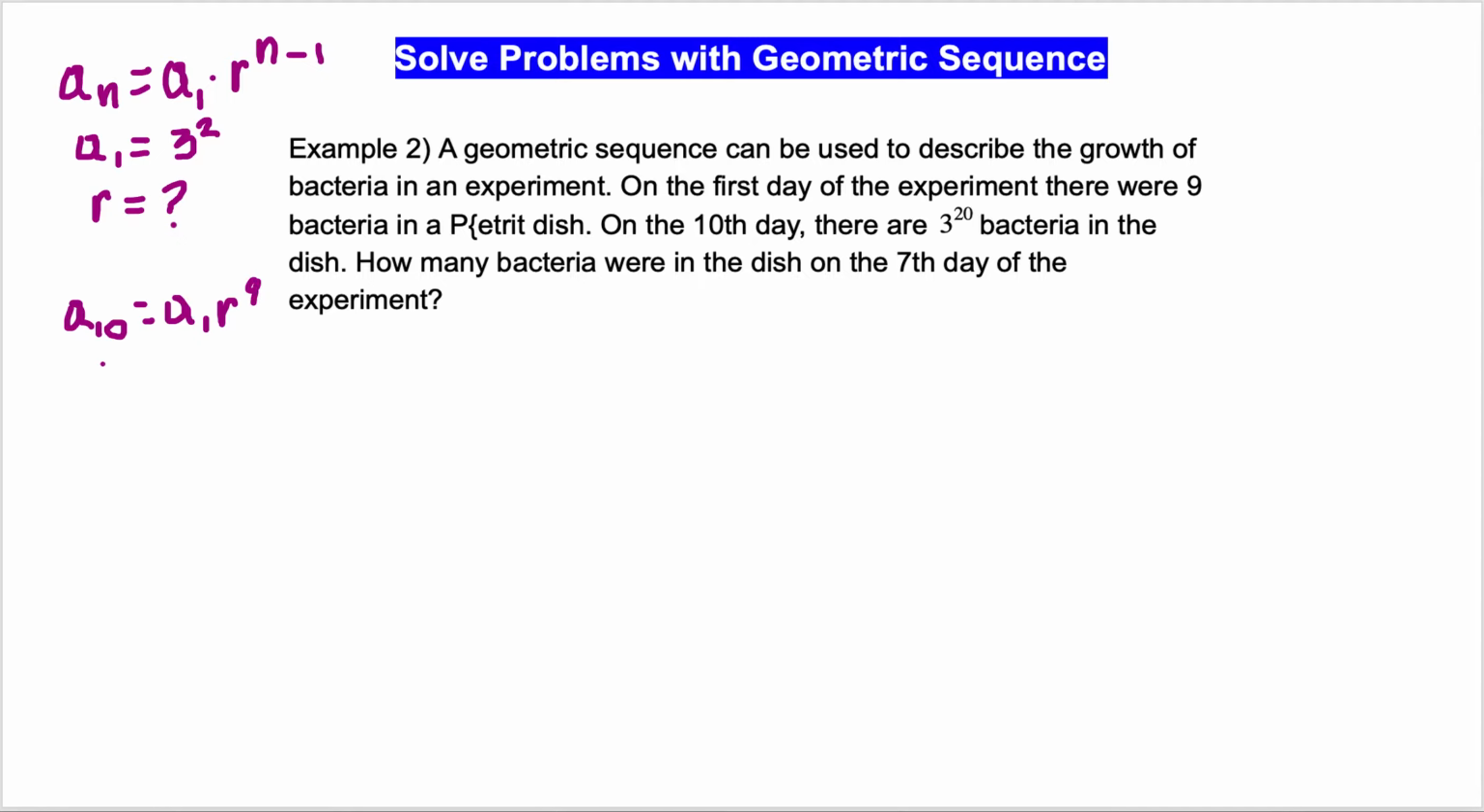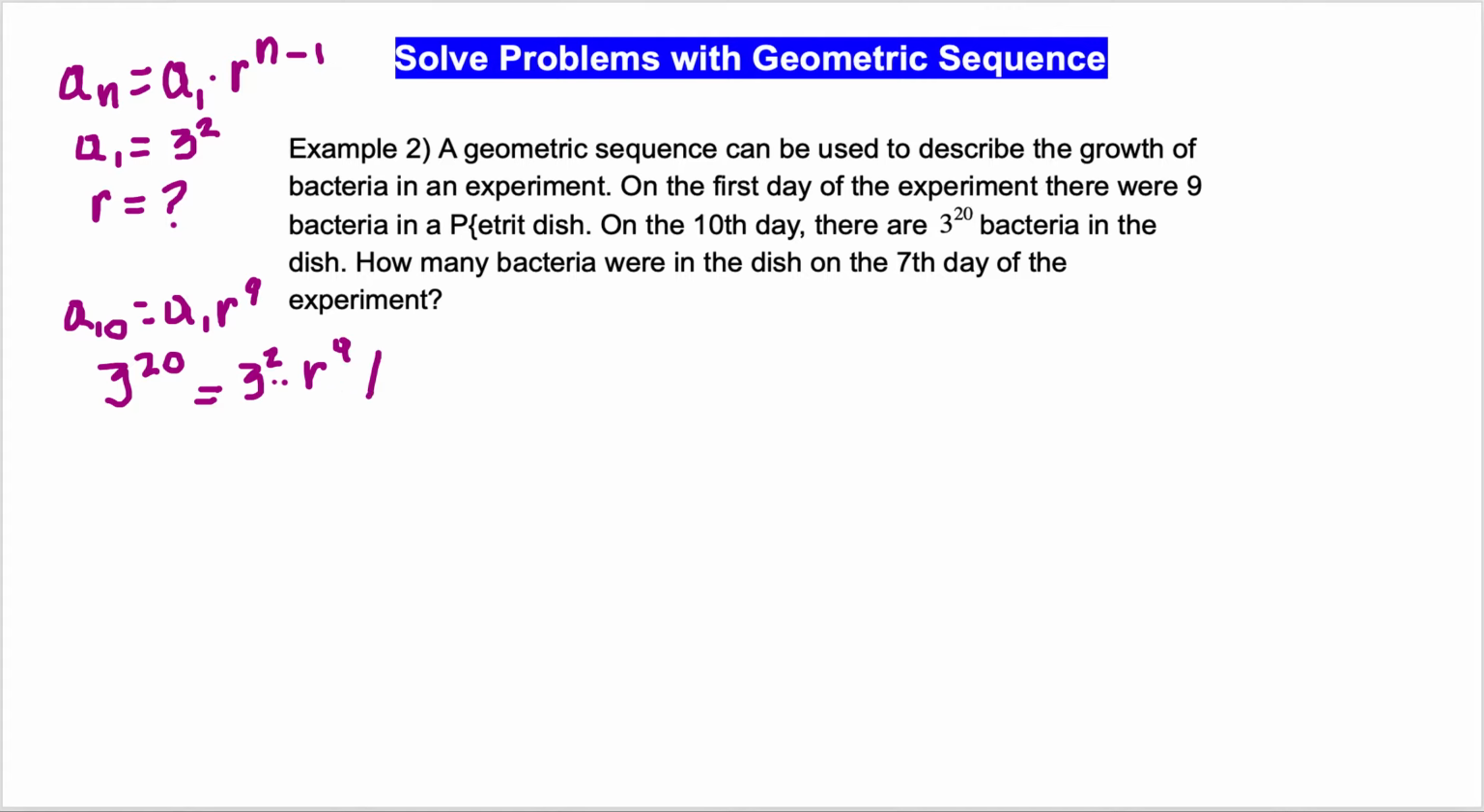Now, let us substitute the given values. A10 is 3^20, so let me write 3^20 here. On the other hand, A1, we already have, is 3 squared. The first term is 3 squared, and we have R to the power 9. So now we can simplify this equation a little bit.